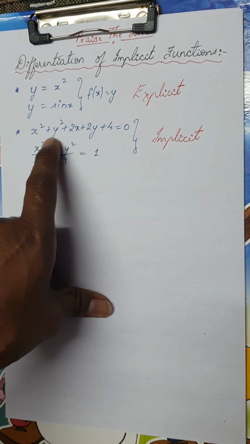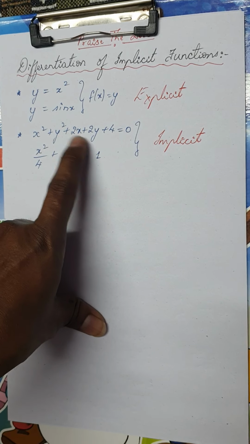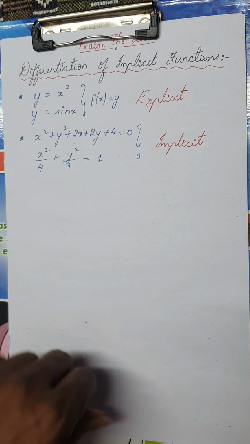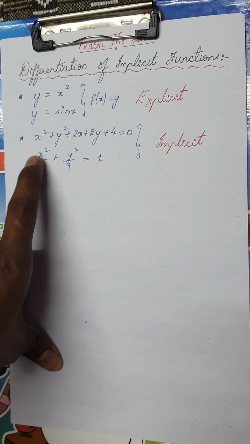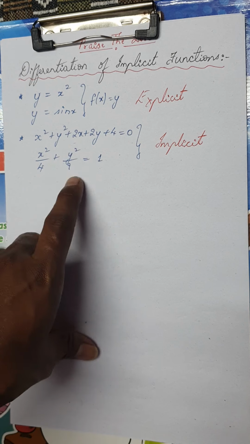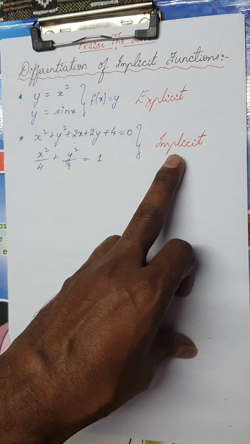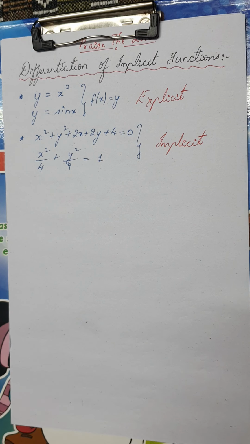Now remember, you might have seen this in the first PUC. This is the general equation of the circle with prescribed center and radius. And this is the equation of the ellipse, isn't it? Where the general form is x square by a square plus y square by b square is equal to 1. So these kind of questions come under implicit functions. Now we are going to see how we differentiate these kind of functions. So we shall start with a basic question.